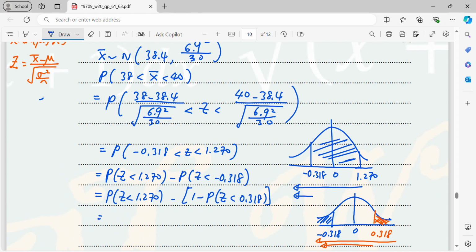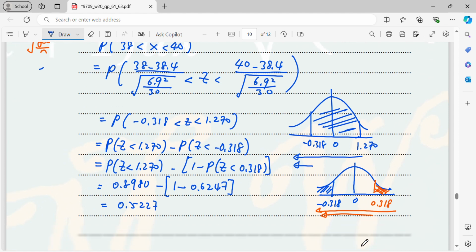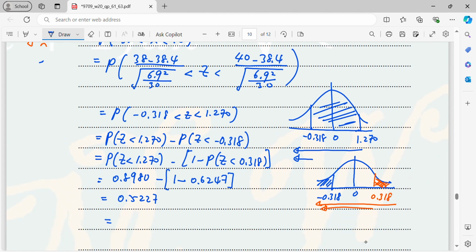Now, refer to the table. The first probability is going to be 0.8980. Then the second probability, you will be getting 0.6247. Okay, so with this, you will be getting 0.5227 and rounded to 3 significant figures, that is going to be 0.523. So that is the solution of this question.